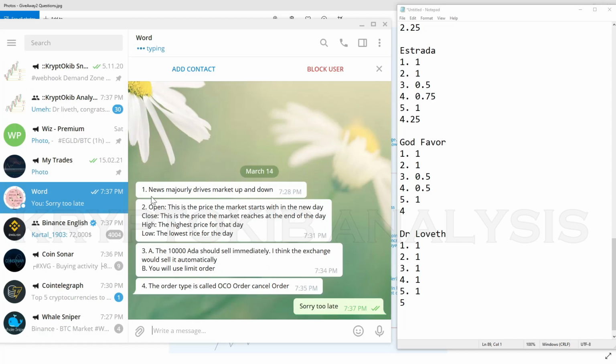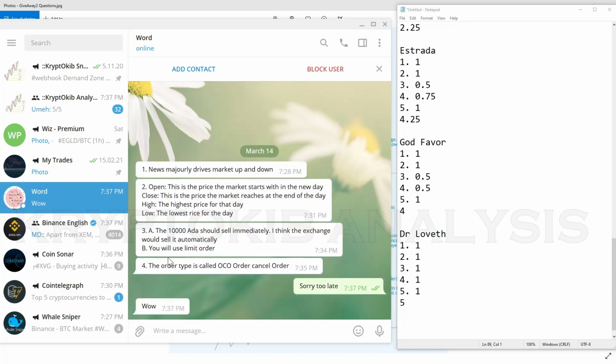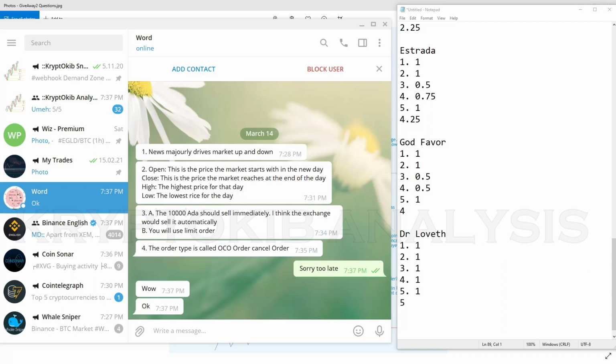But let's analyze. News majorly drives market up and down. We know. Opening is the price the market starts with in the day. Close is where the market ends at the end of the day. Highest, lowest. 3. The 10,000 order will sell immediately. I think the exchange will sell it automatically. You will use limit order. This is also wrong, sir. The other type is called OCO.